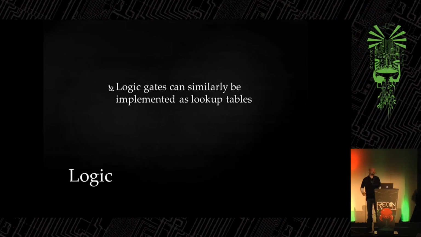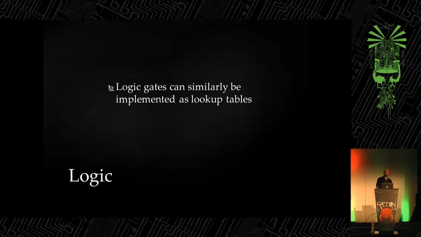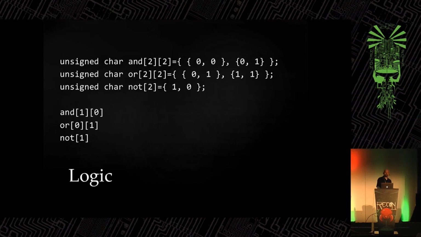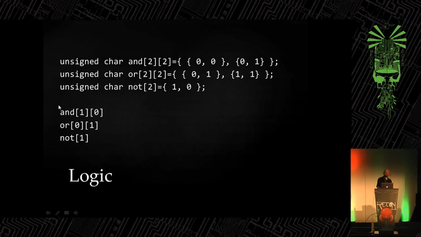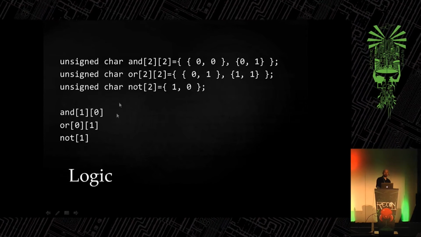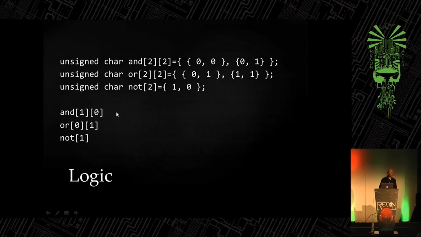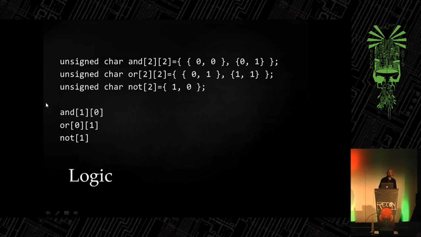We still need logic gates. We need to be able to say things like and, or, not, stuff like that. And we can do that with lookup tables too. So this is a little bit easier to visualize in C. Let's say we wanted to figure out what is the logical and of 1 and 0 without using an and instruction, just using lookup tables. Well, we can do that with this table.